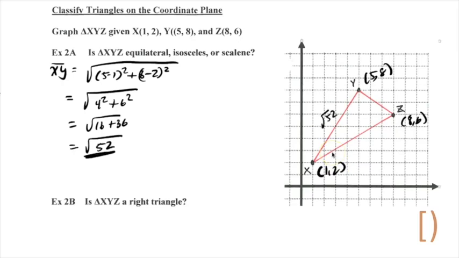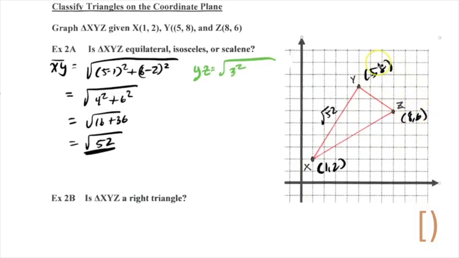Right, and then we're going to do the same thing for YZ. I'm just going to use the formula real quick. I'm going to do 8 minus 5, and then 6 minus 8. So 8 minus 5 is 3 squared, 6 minus 8 is negative 2 squared. 9 plus 4, so the distance is the square root of 13.